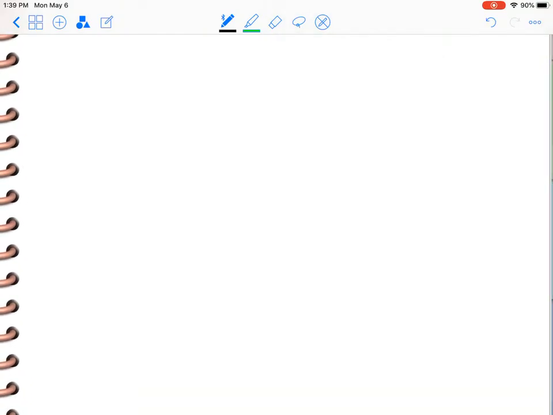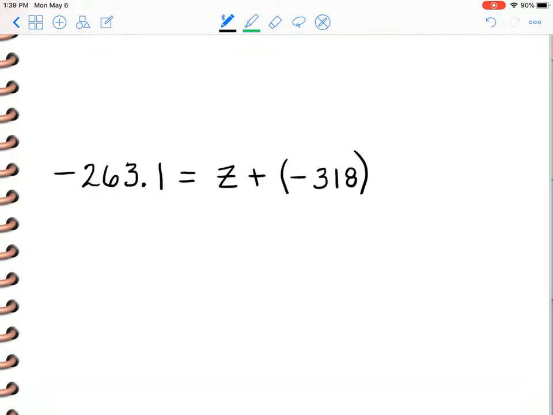And that is going to be negative 263 and 1/10, so you have a decimal here, equals z plus parentheses negative 318.